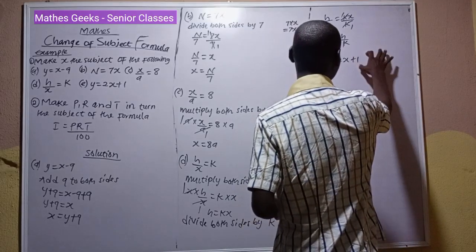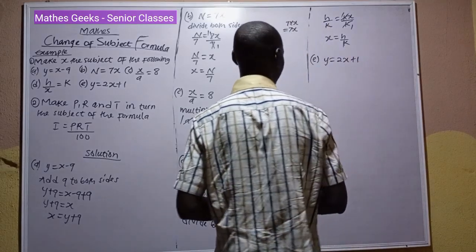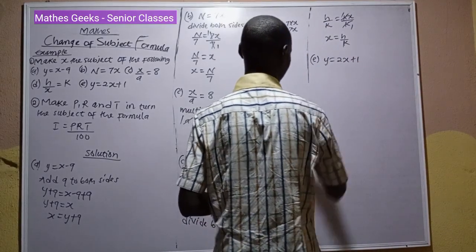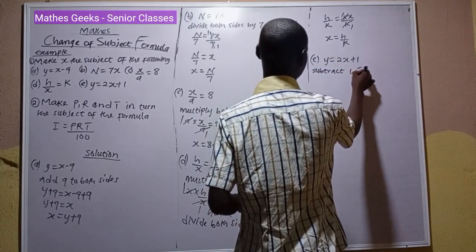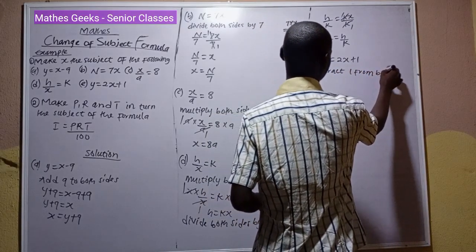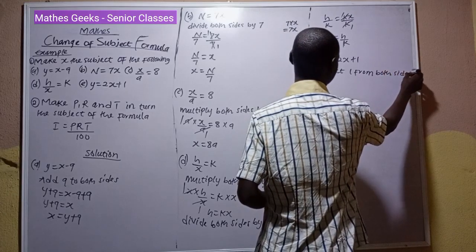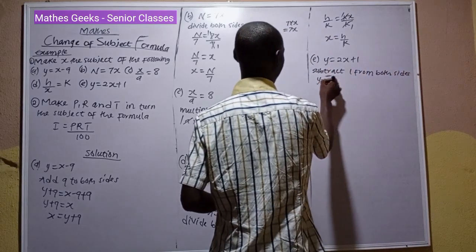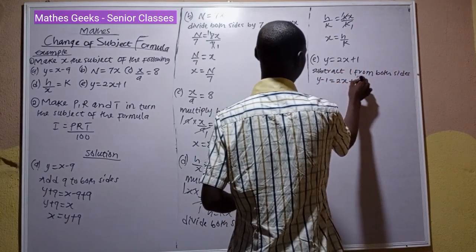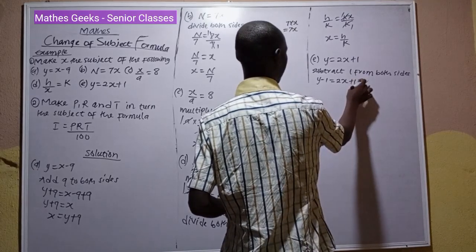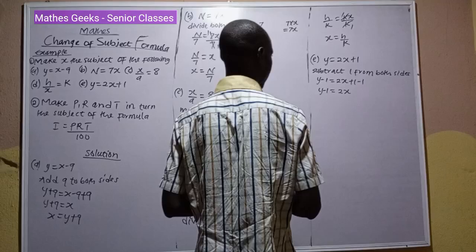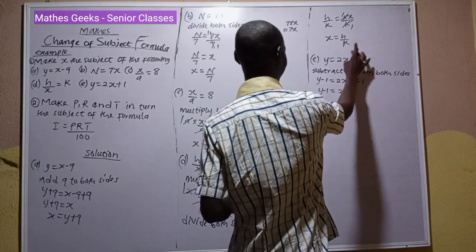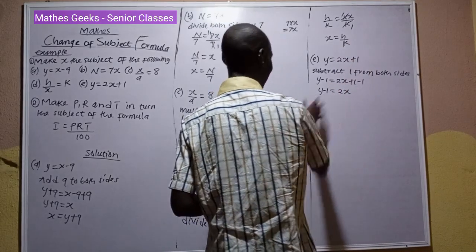And for us to remove this part, since there's addition, we're going to carry out the opposite of addition, which is subtraction. And so we're going to subtract 1 from both sides. So this becomes y minus 1 equals 2x plus 1 minus 1. Plus 1 minus 1 is 0. So y minus 1 equals 2x. So now you see that we no longer have this part anymore.